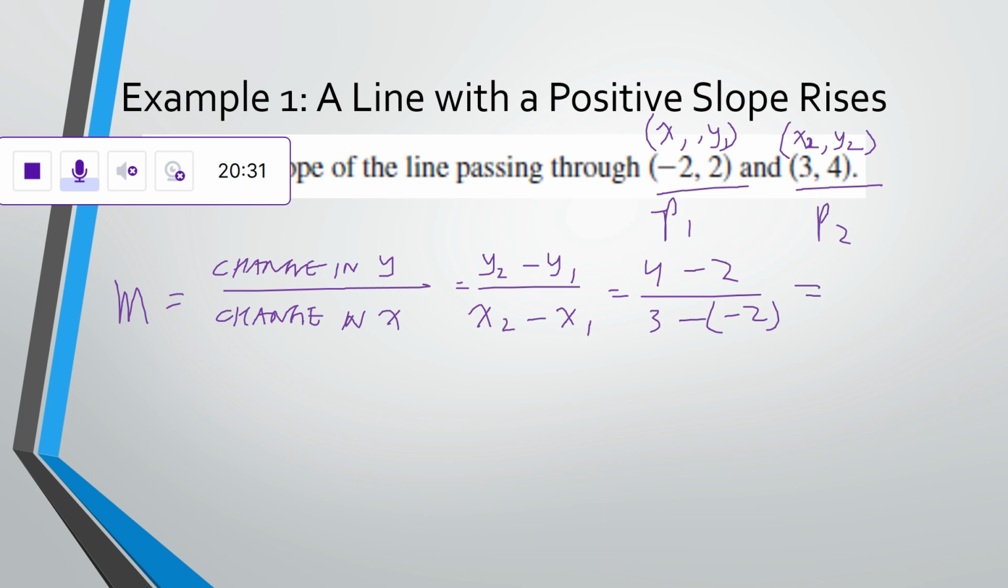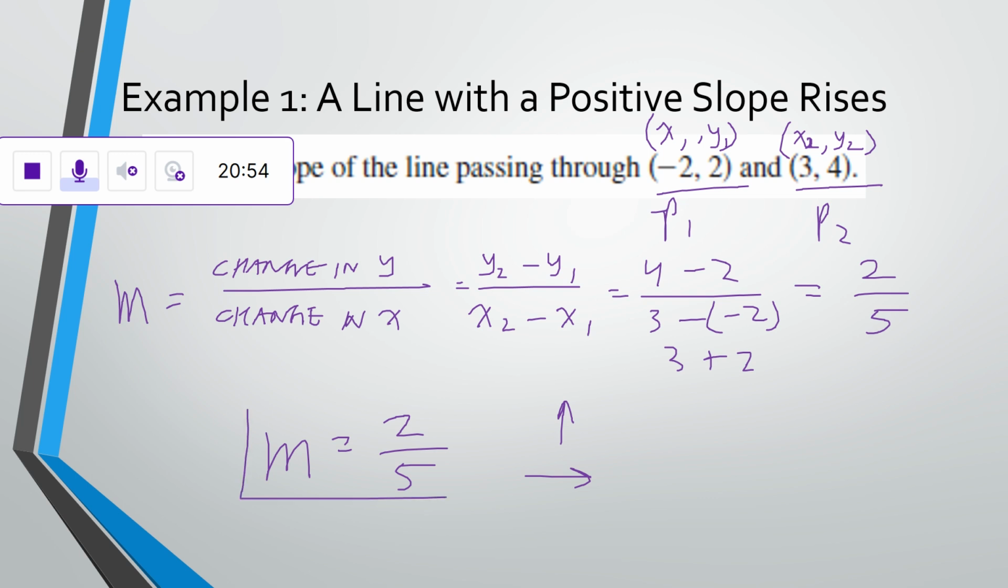And solving this, we end up with 4 minus 2, which gives us 2. And we also have 3 minus negative 2, which becomes 3 plus 2, which then becomes 5. Which means our slope is going to be 2 over 5, which means at some point you have to move 2 units up, and you also have to move 5 units to the right. That's how we read it, rise over run.